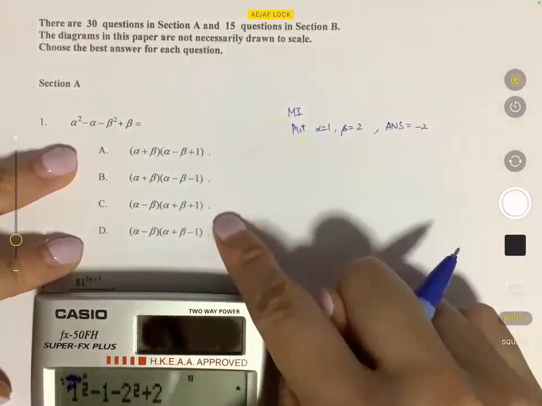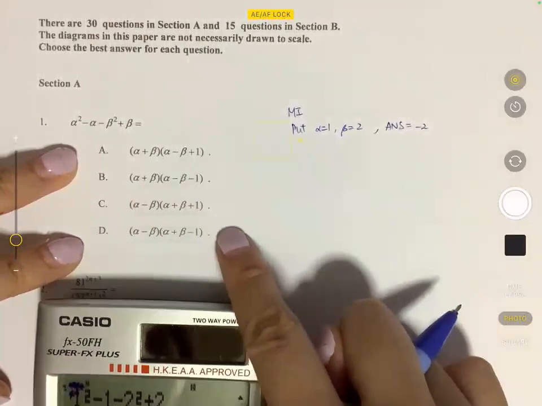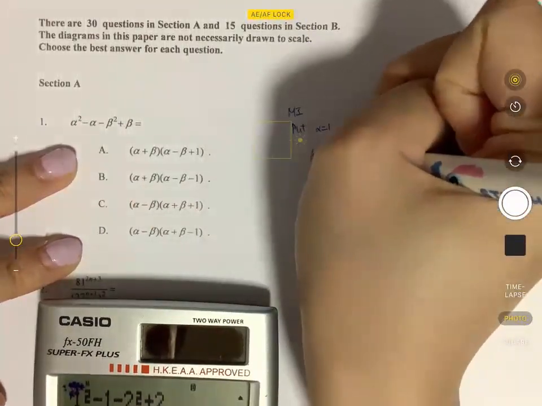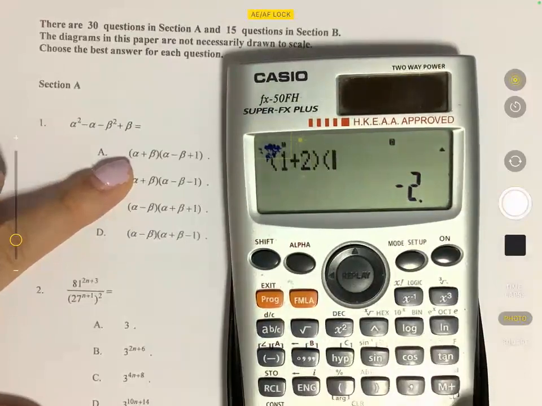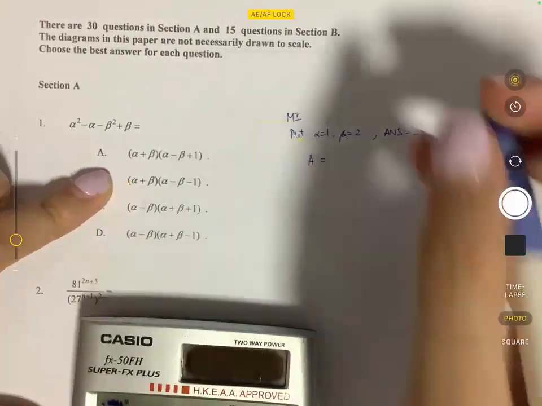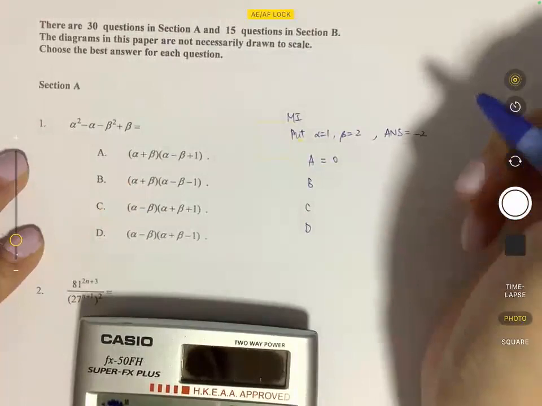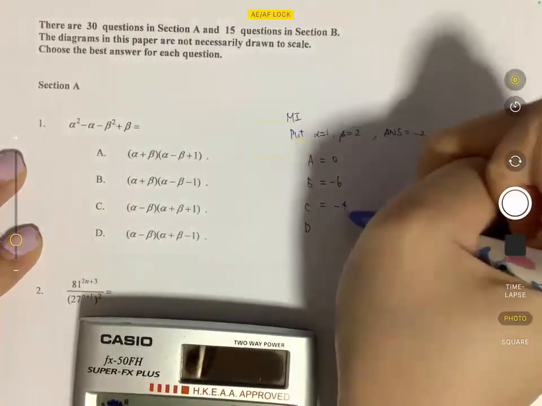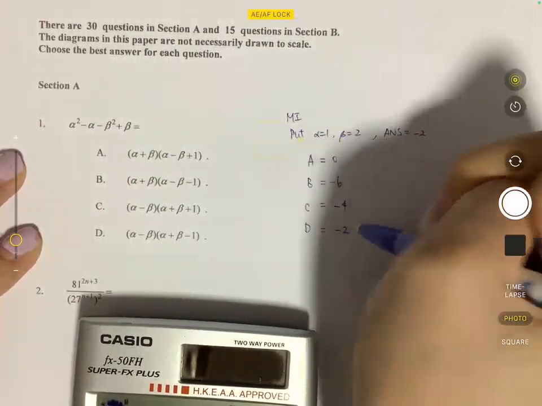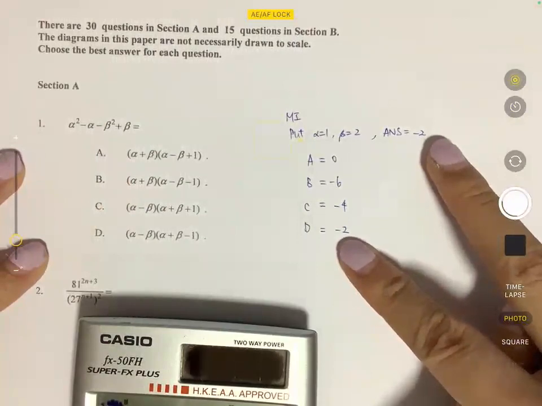After that, I plug in alpha is 1 and beta is 2 again to get the values of A, B, C, D. For example, A is 1 plus 2 and then bracket 1 minus 2 plus 1. Then I got the first number is 0. Similarly, I do the calculation for B, C, and D as well. For B, we will get -6. For C, we will have -4. And for D, we will get -2. You see that it gets the same answer, which means the answer should be D for question 1.